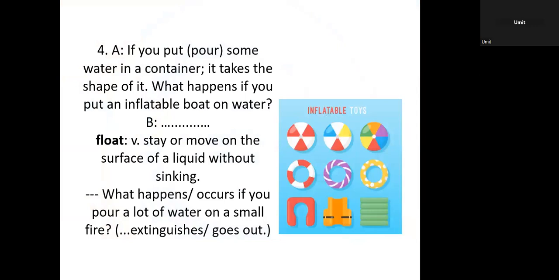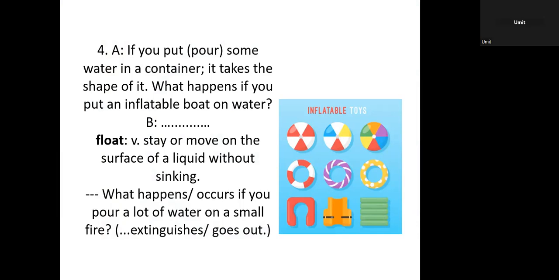If you put or if you pour some water in a container, what happens? As a law, as a reality, the water takes the shape of it. Yeah. What happens if you put an inflatable boat on water? Inflatable. Float means stay on or move on the surface of a liquid without sinking.